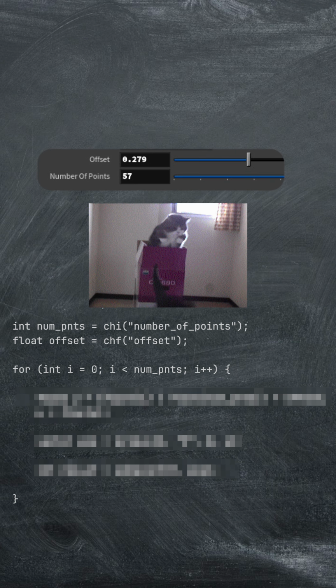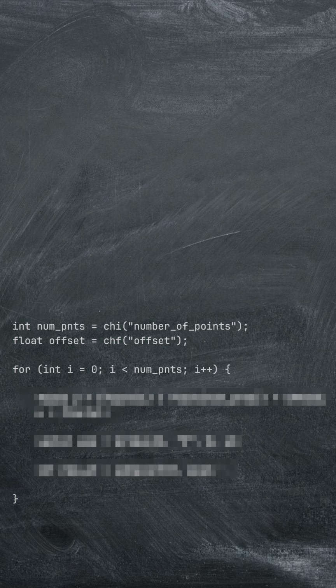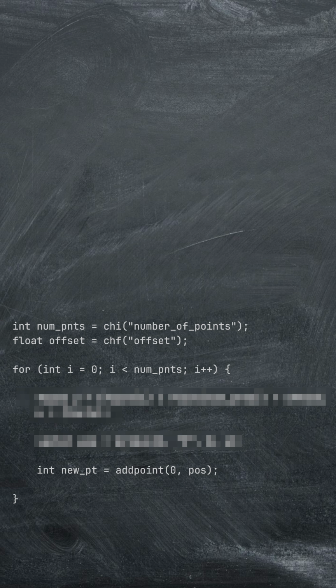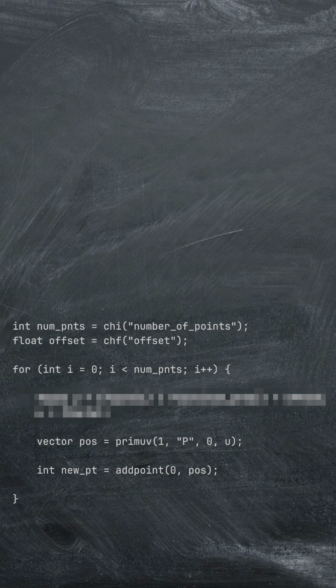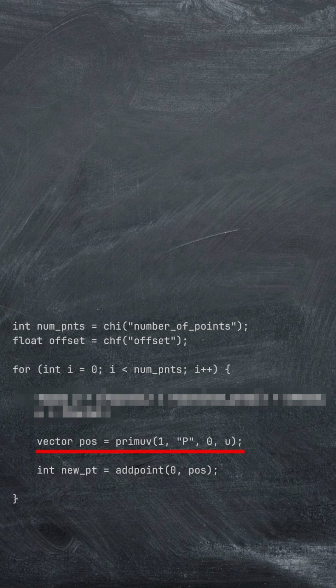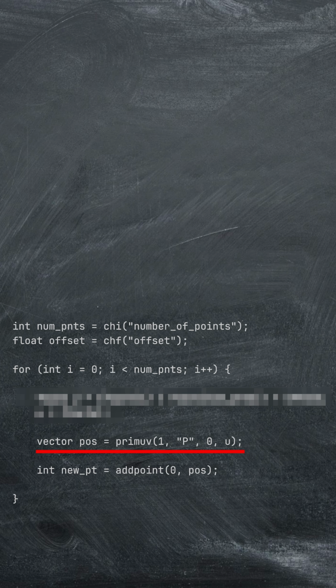I now loop through the amount set by my number of points parameter. So let's start from the bottom. By using the function addPoint, we add a point for the current iteration. Great, but where to put it? We put the point at a designated position. How do we calculate the position? We sample the position from our curve primitive.